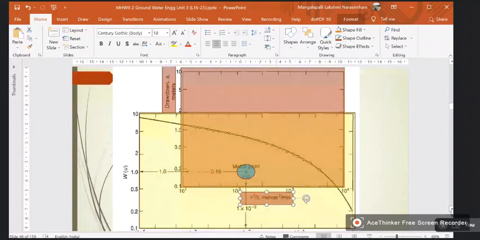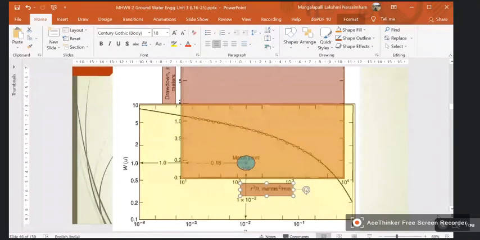So you will get this as r square by S. This value, which is slightly lower than 0.2, is indicated as 0.18. And r square by t is I think 150.